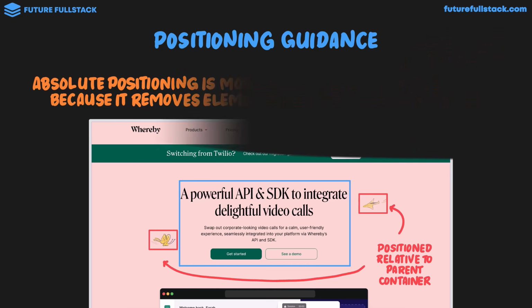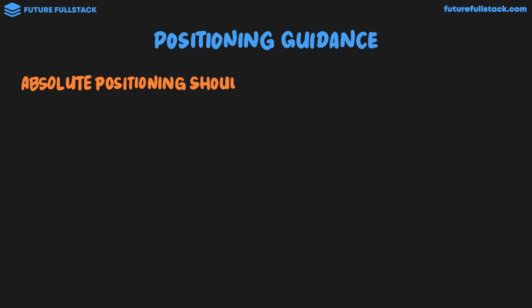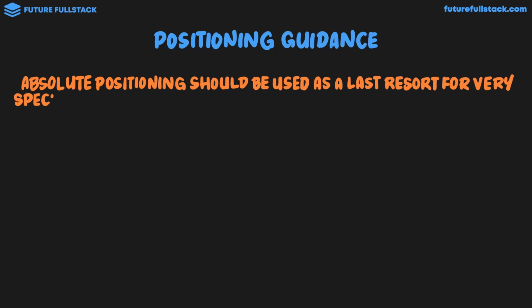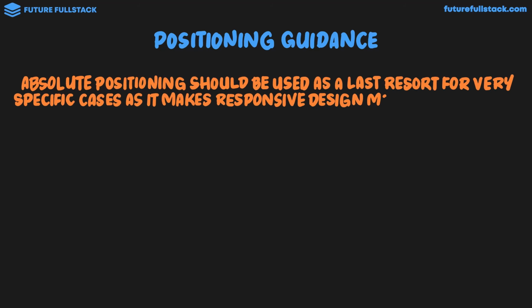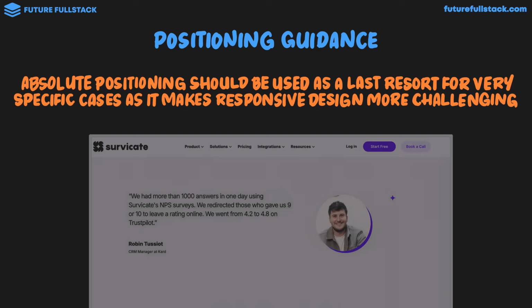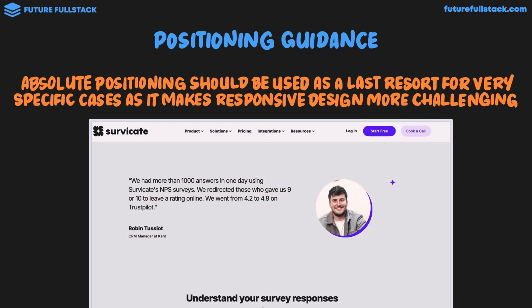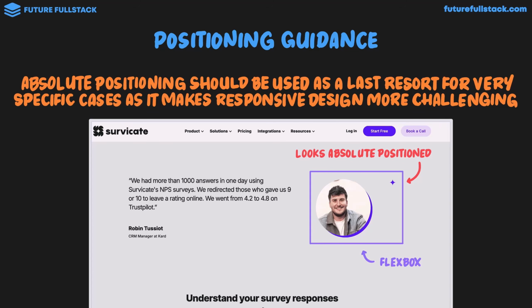For the next piece of guidance, absolute positioning should be used as a last resort for very specific cases, as it makes responsive design more challenging. So looking at this page over here, the star icon on the right of the image looks absolutely positioned. However, this is actually being achieved by Flexbox. Our image is a flex item, and the star is a flex item, and Flexbox properties would allow us to achieve this result. And using Flexbox is much more responsive friendly. So we rarely use absolute positioning unless we have to.